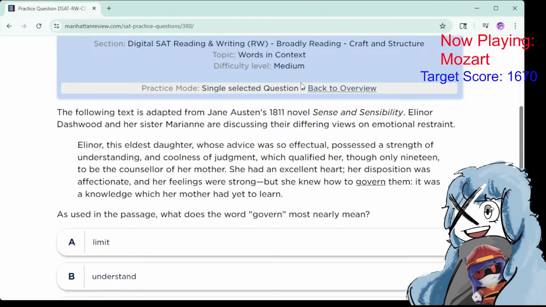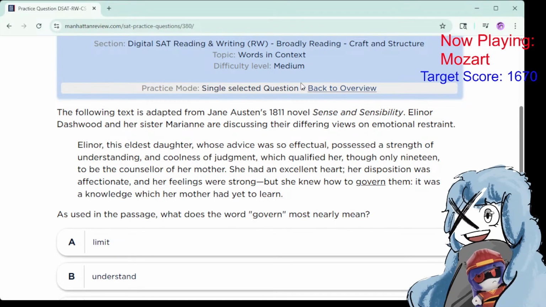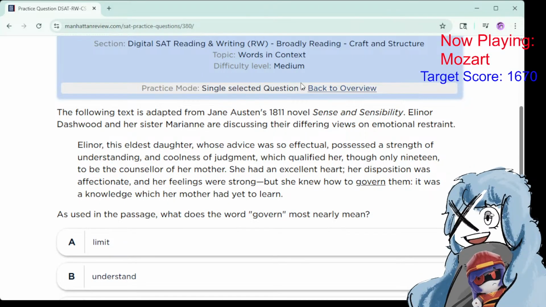The following text is adapted from Jane Austen's 1811 novel Sense and Sensibility. Elinor Dashwood and her sister Marianne are discussing differing views on emotional restraint. As seen in this passage, what does the word govern most nearly mean? Govern obviously means like control, to maintain, manage.